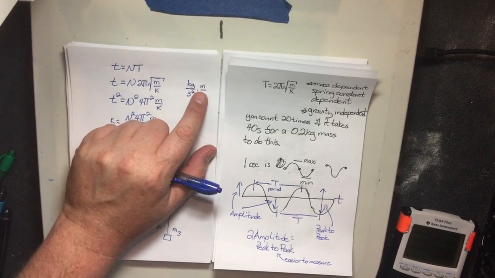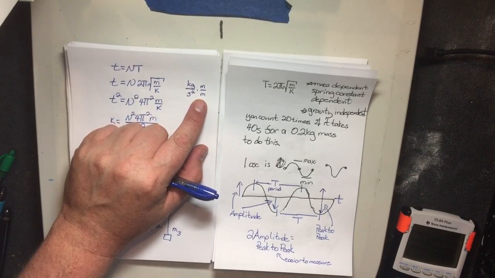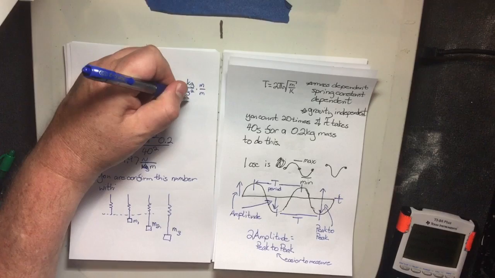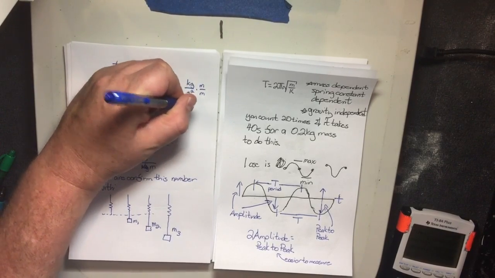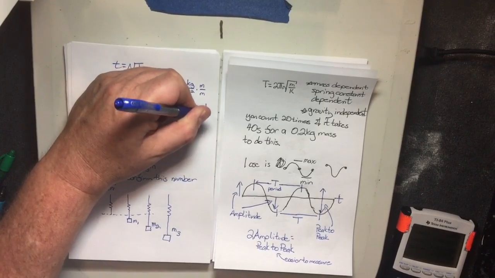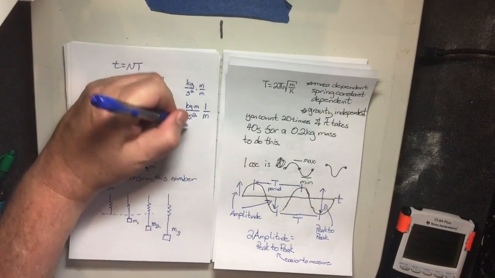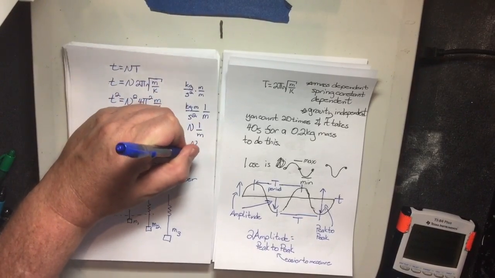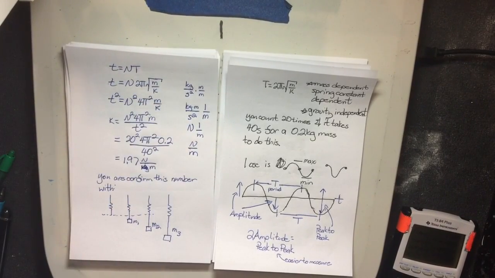Because if there's an imaginary meter over meter coming into existence, you can rearrange this so that it is kilograms meters per second squared over meter. That becomes newton per meter. Boom goes the dynamite, as they say.